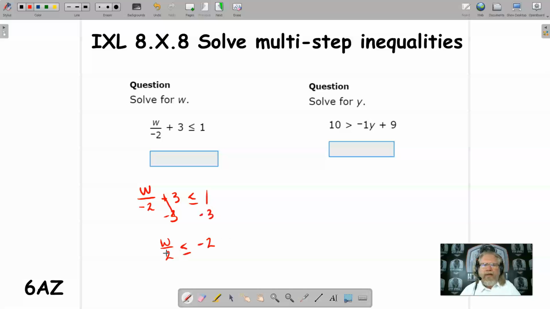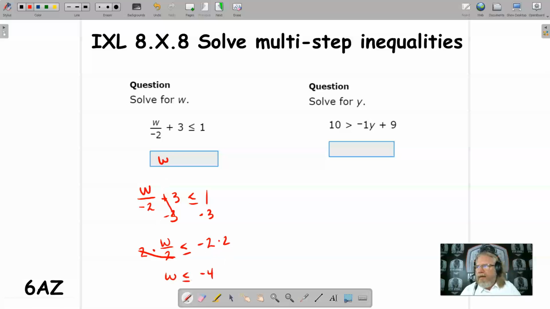So now the w is tied to the 2 through division. So we're going to multiply by the very number we want to get rid of, which is 2. And what we do to one side, we're going to do to the other. So the 2's cancel each other, and we end up with w is less than or equal to negative 2 times 2, which is a negative 4, right?